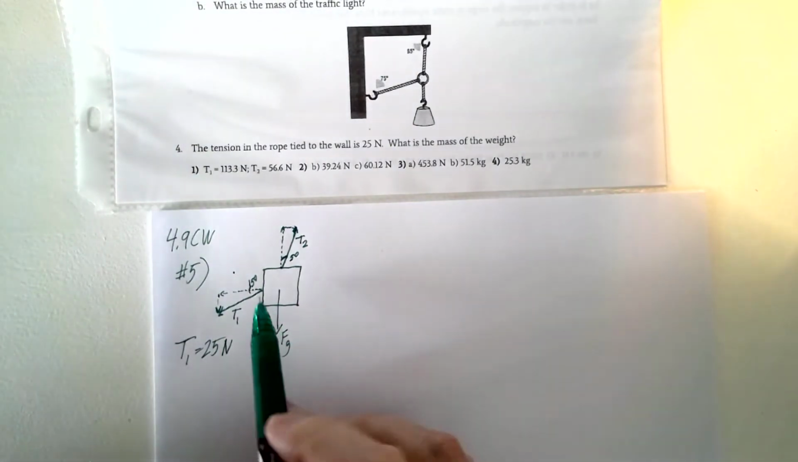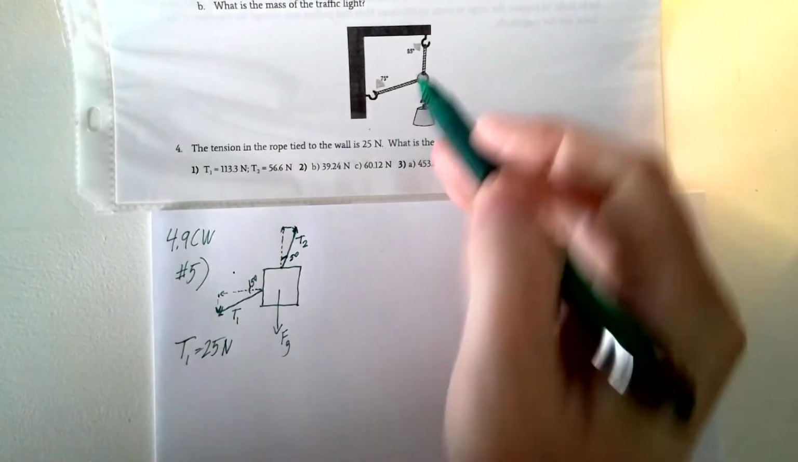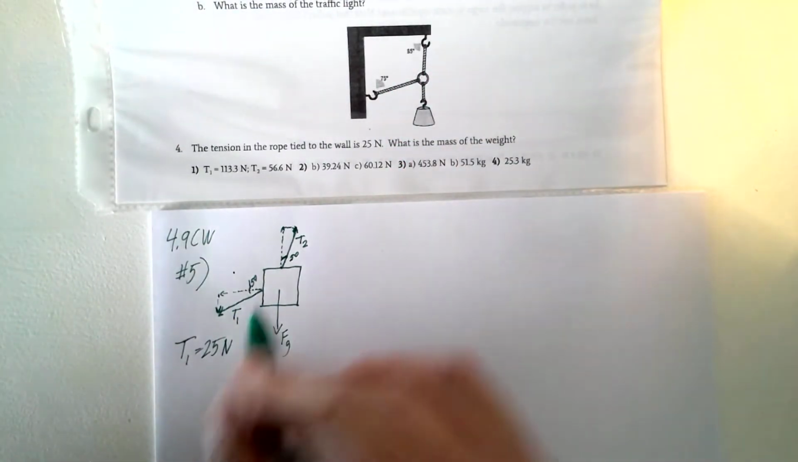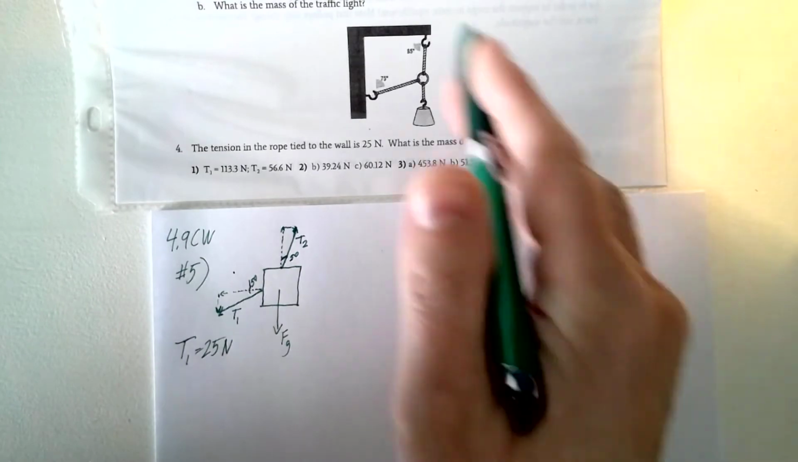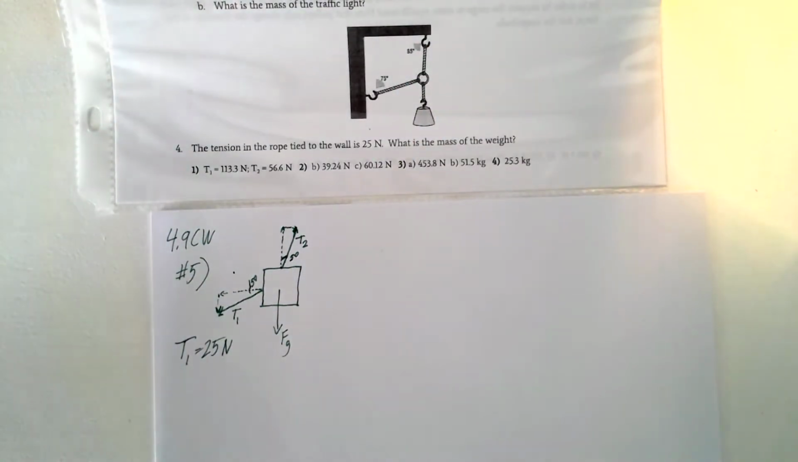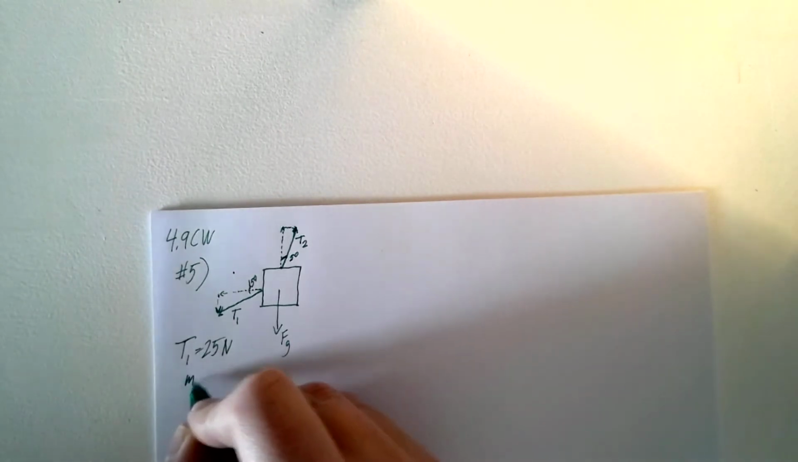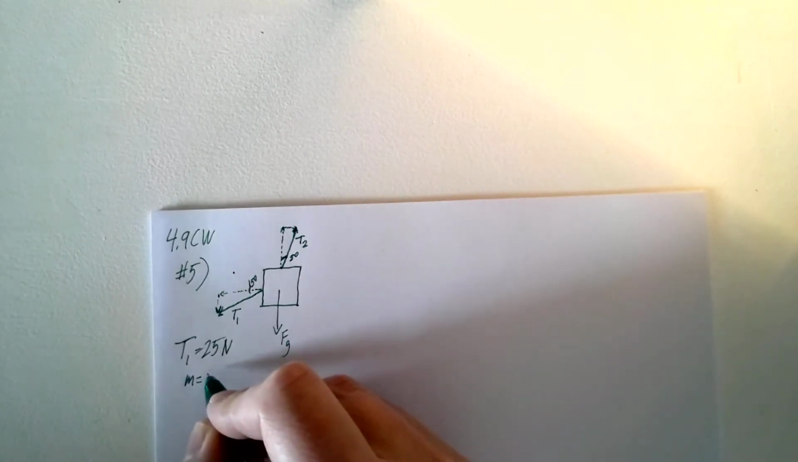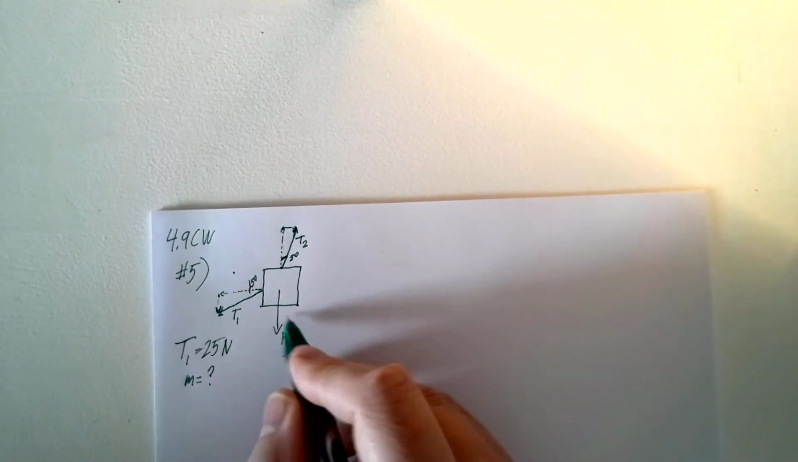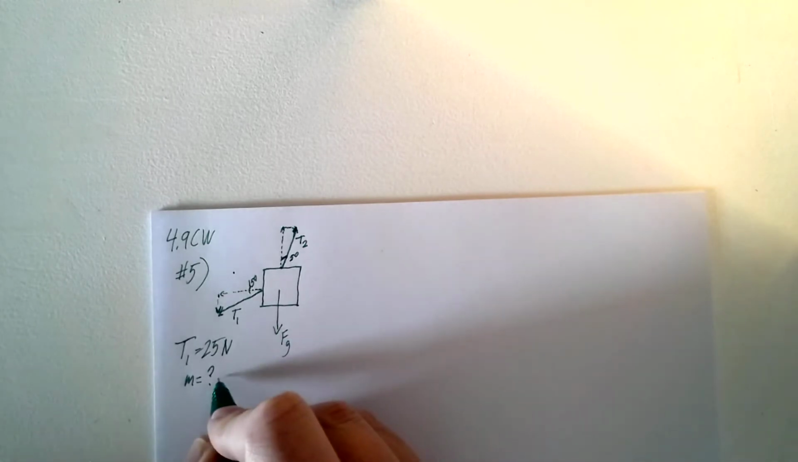Alright, so T1 was 25 newtons, the one tied to the wall. Alright, 15 degrees, 5 degrees, I'm good there. Alright, so it's asking us what the mass of the weight is. So we want to know the mass inside that FG.